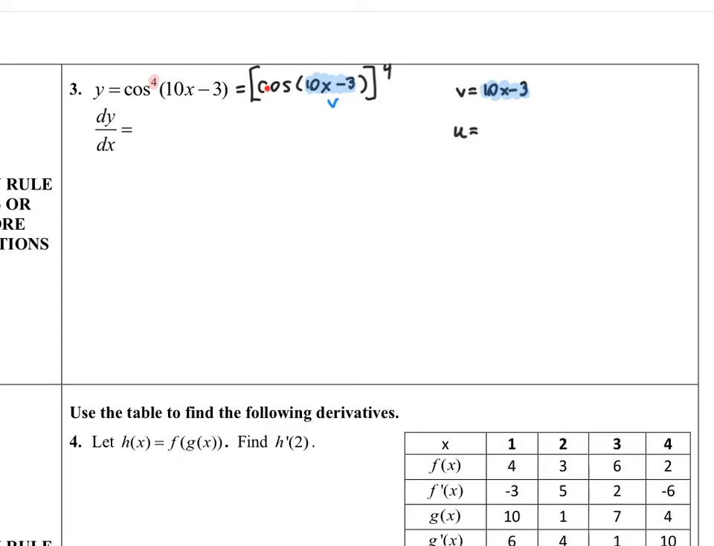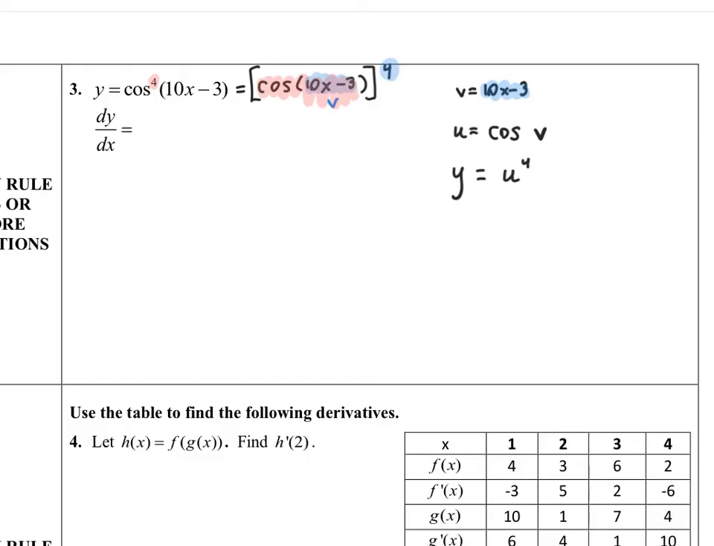And you can see we are doing the cosine of that v. So my next function, u, is going to be cosine of v. And then this whole amount, this cosine v, is being raised to the fourth power. So that is my y. So y is going to be u to the fourth power. So my 10x minus 3 is inside the cosine, which is inside of that fourth power function. So they're all nested within one another.